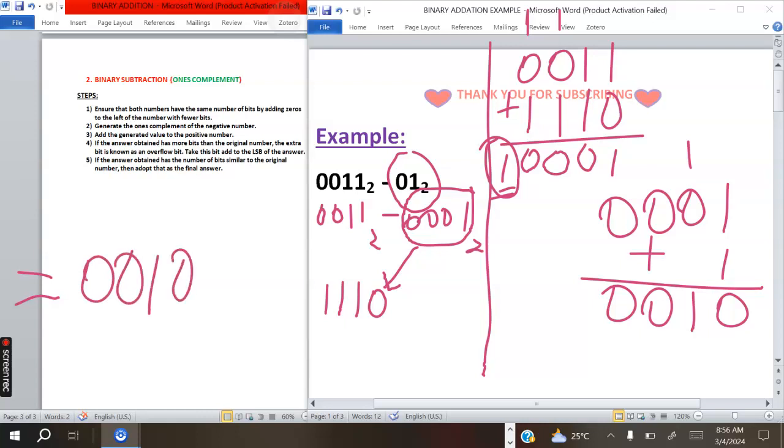And that is how we subtract our binaries using the 1 complement. I hope it's that simple and very clear. As long as you are able now to follow the steps from step 1 all the way to the last step, you'll find that the answer will be correct. You'll also come across another scenario whereby the answer obtained will have similar bits as the original number. Therefore, the answer that you get will be the final answer.